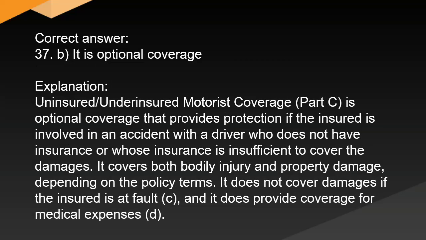Correct answer. B. It is optional coverage. Explanation. Uninsured underinsured motorist coverage, Part C, is optional coverage that provides protection if the insured is involved in an accident with a driver who does not have insurance or whose insurance is insufficient to cover the damages. It covers both bodily injury and property damage, depending on the policy terms. It does not cover damages if the insured is at fault, C, and it does provide coverage for medical expenses.